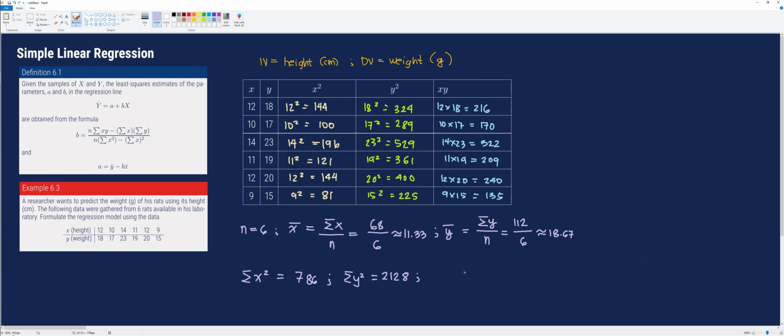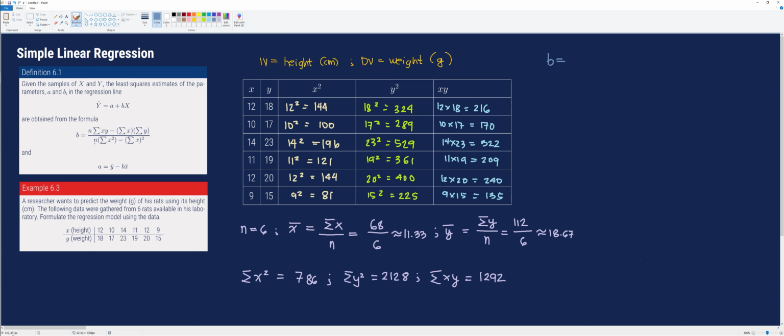And the summation of x times y, that is equal to 216 plus 170 plus 322 plus 209 plus 240 plus 135, and that is equal to 1,292. Now, we have all the necessary information that we need to compute b and a, so we will use the formula. Let's start with b.